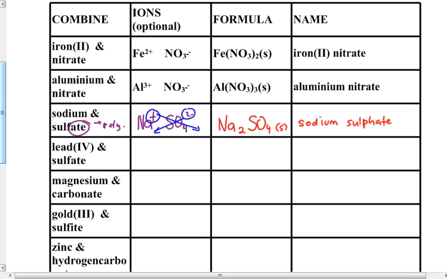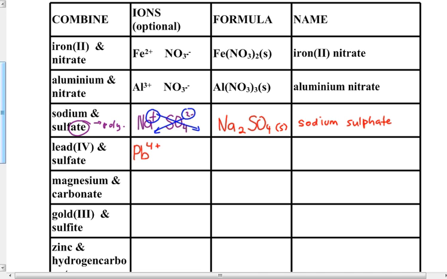Lead 4. Can you look up lead 4 and tell me what, oh, you don't actually have to look it up. What symbol is lead? Do you remember? PB, peanut butter, I like that. And we know the charge because of the Roman numeral. So what charge are we dealing with? Exactly. So what Roman numeral is this? 4. 4 plus.